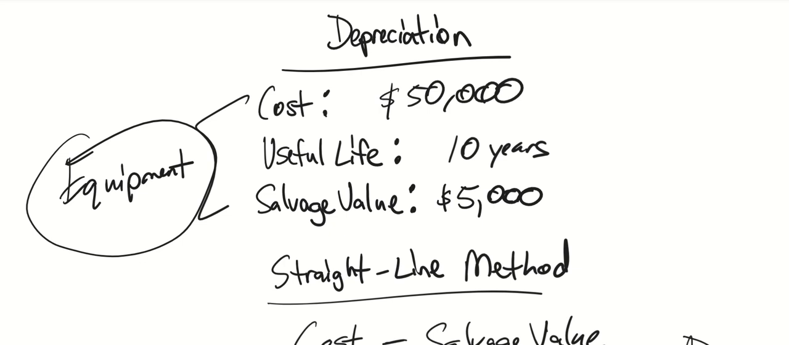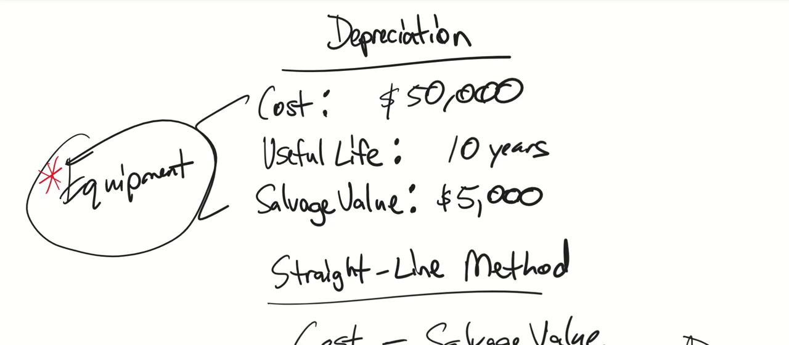All right. So what you see here on the screen is an example that I put together. This is going to be an example of an equipment, whatever it is. We're going to say the cost of the equipment was $50,000. Useful life is 10 years. So that means you have this equipment and you're planning on using it for 10 years in your operation. Then the salvage value, whatever amount you believe you can get from the equipment once it's used up after the 10 year mark, is $5,000.